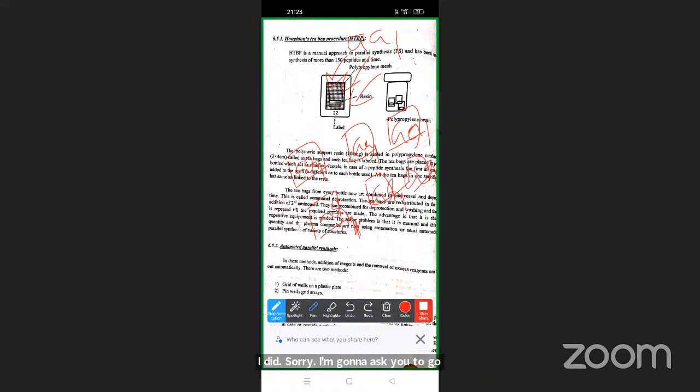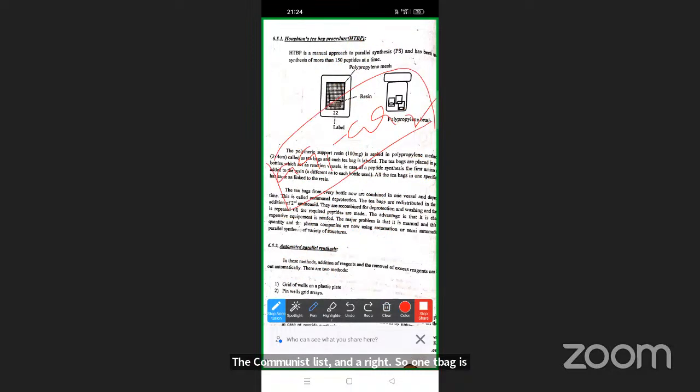Okay, now you add amino acid one. Now you add amino acid two here, right? Then this tea bag becomes AA1, AA2. This is also the same, so the same amino acid is added in each tea bag here. Here the combination is AA1 and AA2, right? So one tea bag contains this peptide linkage, right?